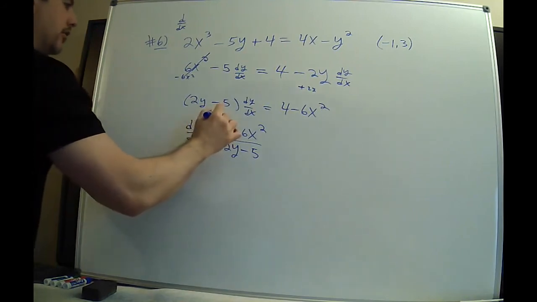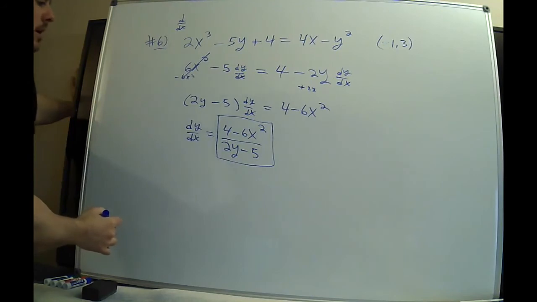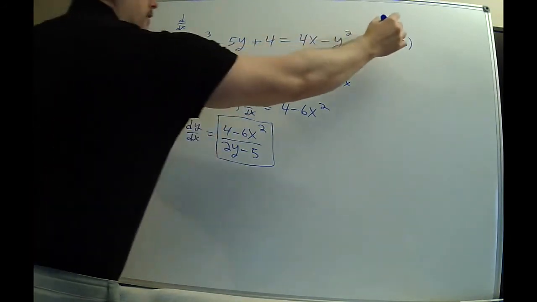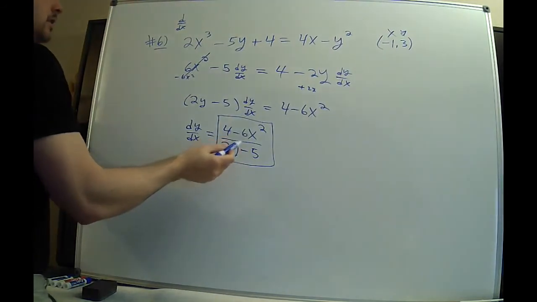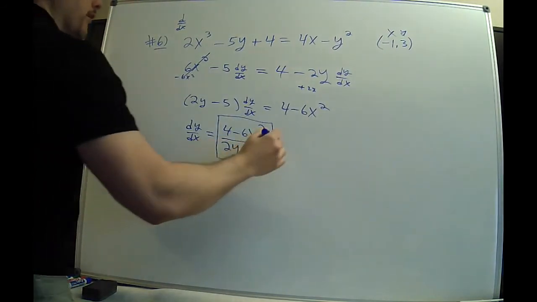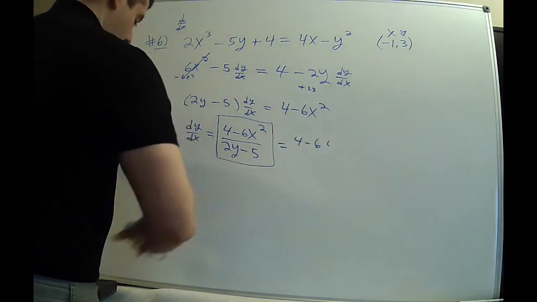Now, this is the derivative. The problem is I need the slope of the tangent line. So what I have to do now is plug in a -1 for x and a 3 for y. So wherever you see x, you're going to put -1.